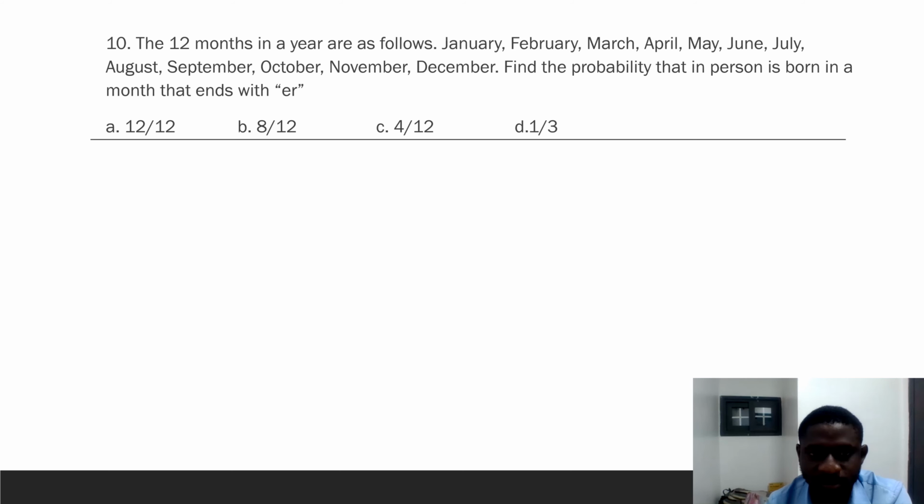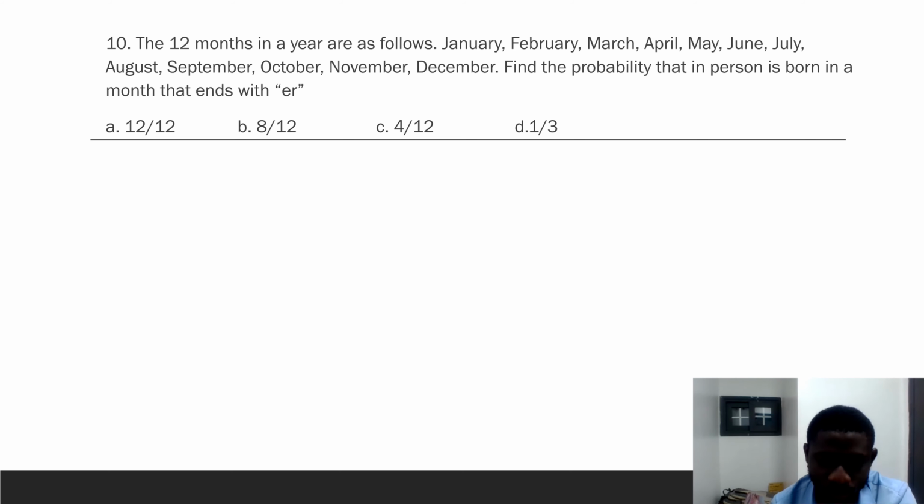Now, number 10. There are 12 months in a year. The 12 months in a year are as follows: January, February, March, April, May, June, July, August, September, October, November, December. Question: find the probability that a person is born in a month that ends with ER.